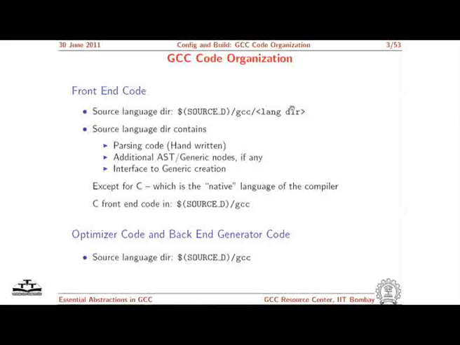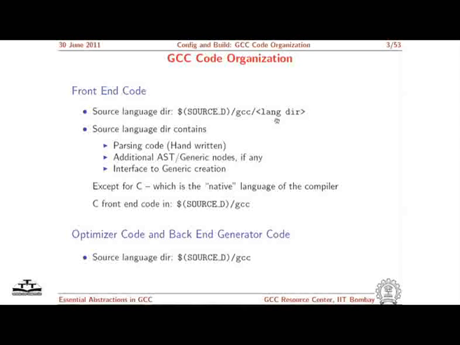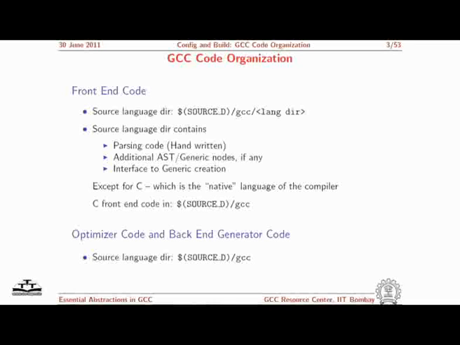And within this directory, we have language directories. For example, we have something for C++, something for Java, etc. For C, the entire code is within this directory gcc itself. The source code language directory contains the parser, which is handwritten. Until 4.2, we had a parser that was generated using Yacc or Bison. Now, GCC has moved to a recursive descent parser.